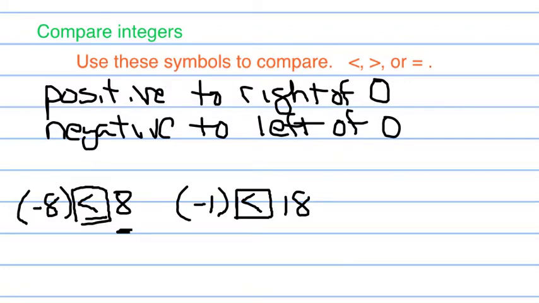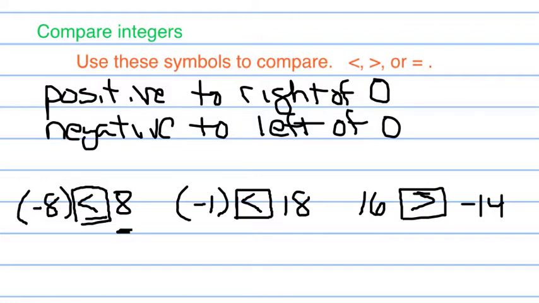And the last one, I'm comparing 16 to negative 14. Well, if I look at the number line, negative 14 is on the left side of 0, and 16 is on the right side of 0. So 16 is going to be greater than negative 14.